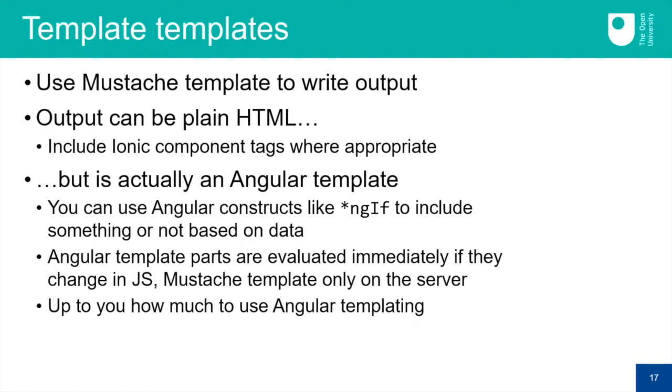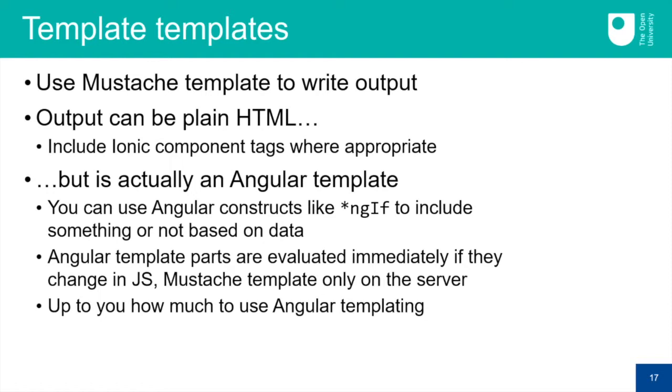So I'll just explain a little bit about those templates I mentioned. You would normally use a mustache template, which you're probably familiar with as a Moodle developer, to write the output. And that output can just be plain HTML, although you should probably use some Ionic tags to create components that look like they're part of the mobile app. But it's actually an Angular template, which means that within that output you can use Angular things like there's an attribute star ngIf, which can conditionally have part of it display or not display based on some of that JavaScript data, which can obviously change.